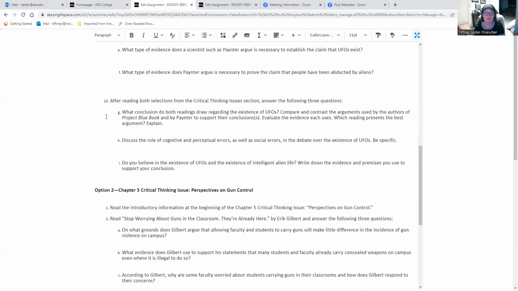Explain. Again, you may or may not agree with the conclusion they draw, but which one presents the best argument? Second question, discuss the role of cognitive and perceptual errors as well as social errors in the debate over the existence of UFOs. Be specific. This is where the information we're covering this week is going to come in very handy. We talk about cognitive and perceptual errors and social errors.